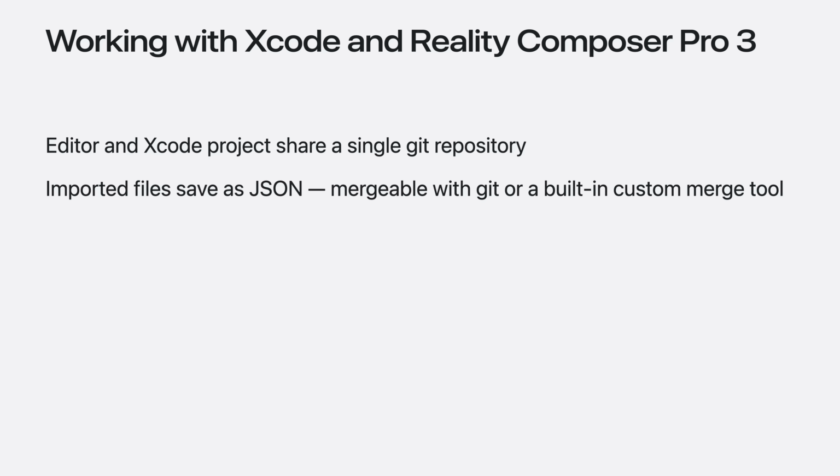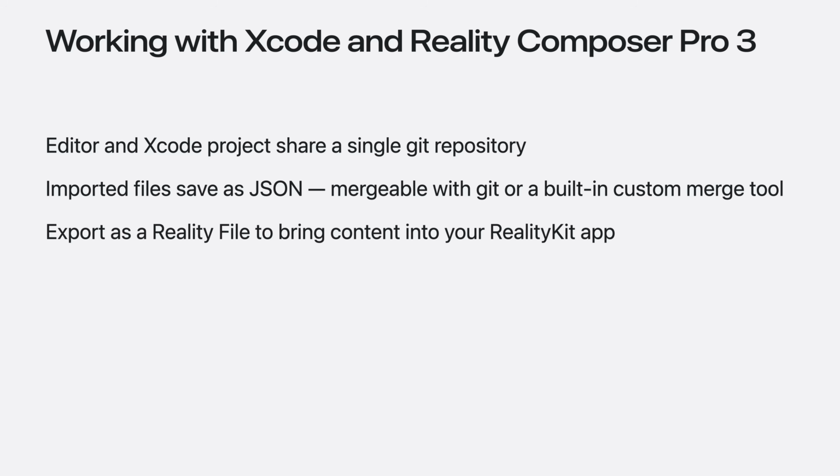When you import a file into Reality Composer Pro 3, it gets converted to an internal data format and saved on disk as JSON files. You can use Git's built-in tools to merge your changes, but the editor also comes with a custom merge tool that can merge files with fewer conflicts than standard Git merge. To get data from Reality Composer Pro 3 into an app, you export it as a reality file, the serialization format for Reality Kit.